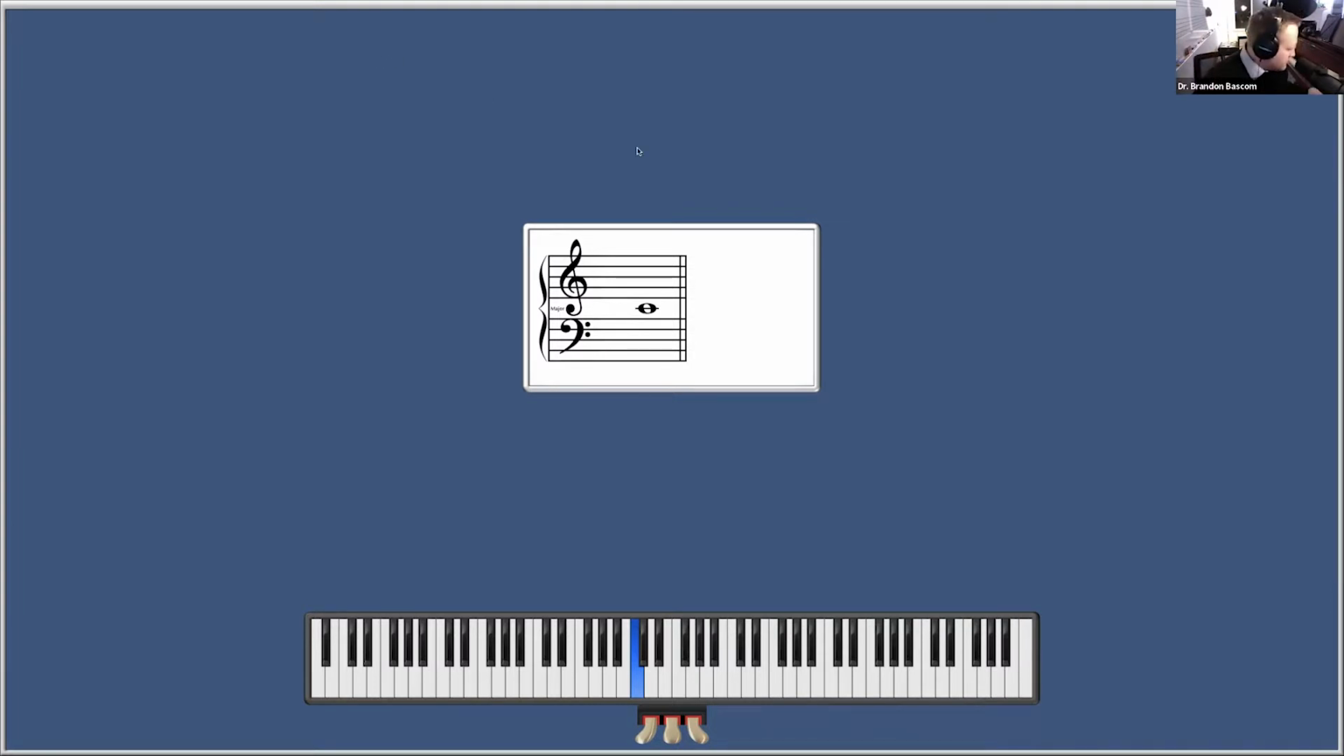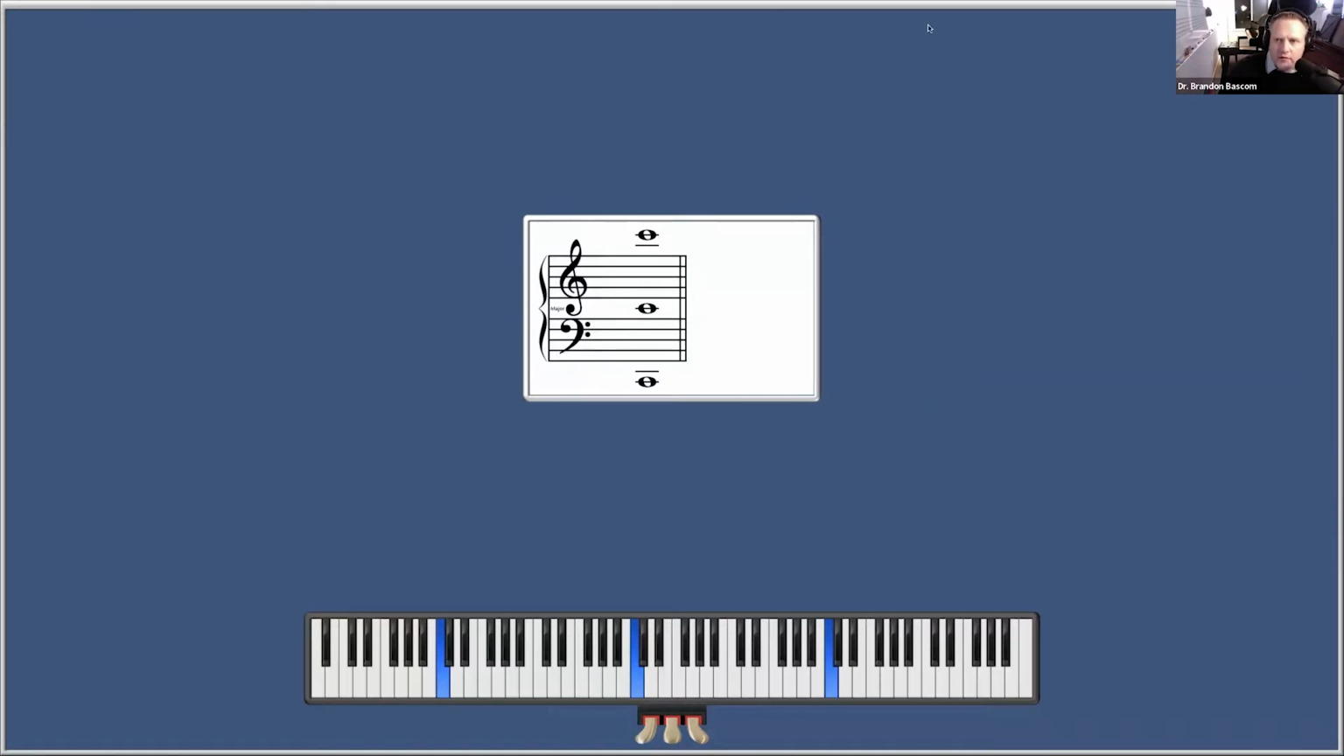Two lines above the staff is high C. Two lines below the staff is low C. So 3 of our 7 home notes are C's.